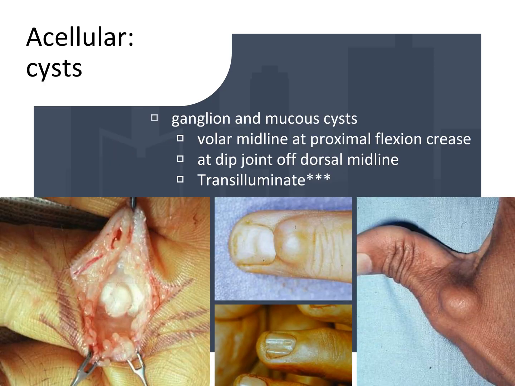Moving on to the more acellular neoplasms in the fingers, ganglion cysts and mucus cysts. Again, remember a mucus cyst is a ganglion at the interphalangeal joint distally. These are usually just dorsal to the midline when they're coming from a joint. They're usually in the midline volarly at the proximal flexion creases. They will transilluminate. They're often freely mobile.